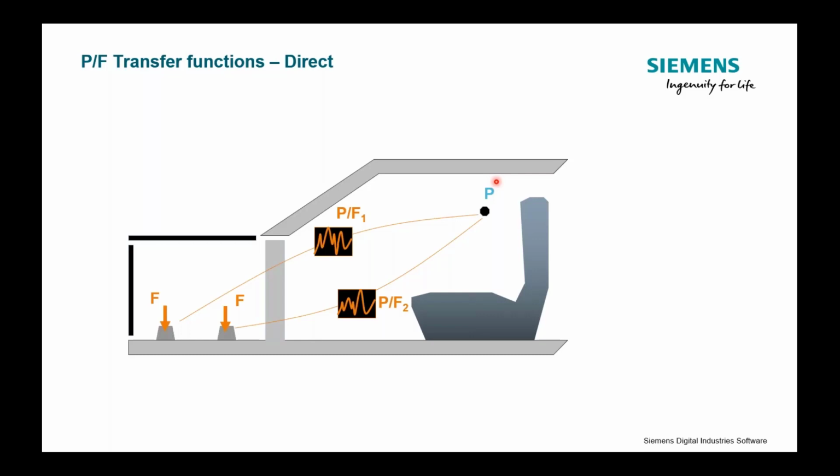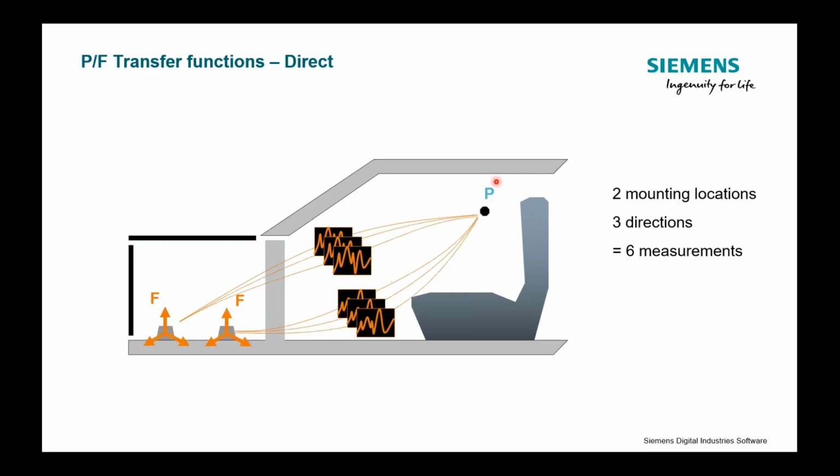Now, in reality, I don't usually just have two engine mount locations, and I usually don't just care about one direction. I've only talked about the vertical direction here. In reality, it's more likely that I'm going to be measuring 3 transfer functions at each mount location, because I've got a vertical, a lateral, and a fore aft, X, Y, and Z component to that force acting on my structure. So even in this simplified case, I've got 2 locations, but 3 directions each. So now I'm measuring 6 FRFs or P over Fs in order to quantify the structure-borne, airborne interaction.